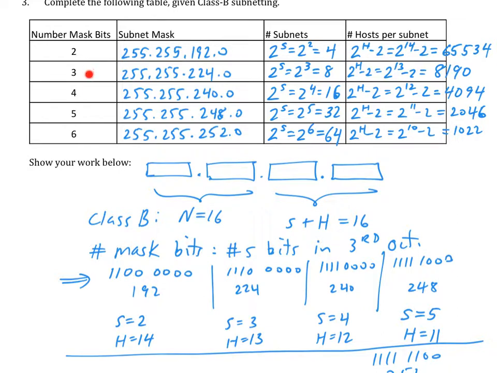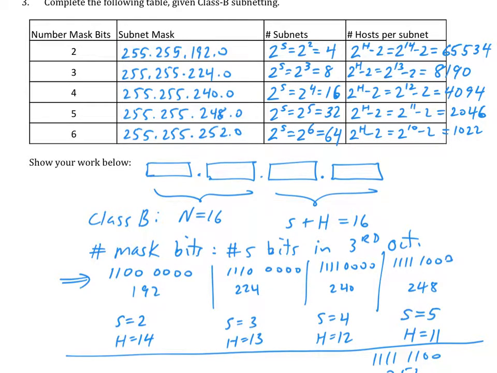The number of mask bits being 3, 4, 5, and 6 is straightforward, following the same pattern. For 3 mask bits, I get 128 plus 64 plus 32, which is 224. And that means I have S equal 3, H equal 13. They sum to 16, and I get a 224 here. Similarly, if I've got 4 mask bits in my third octet, I get a 240 here. 5, I get a 248, S 5, H 11, a 248.